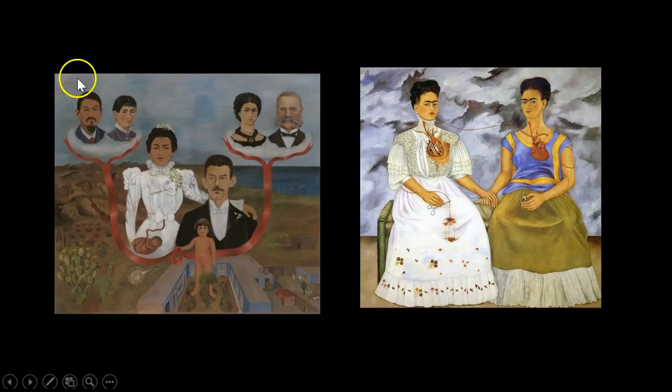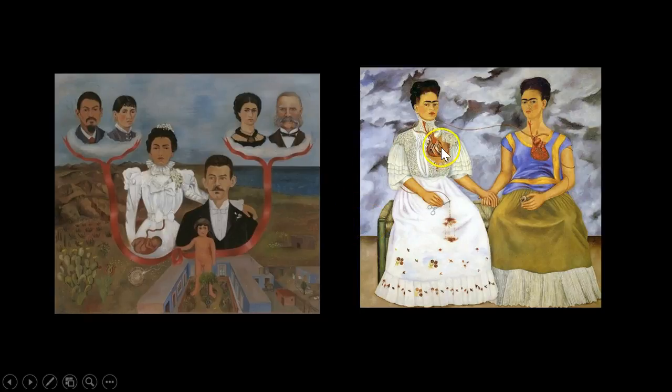But we do see some connections when we look at the two Fridas. In the family tree portrait on the left, the bridal dress that Frida Kahlo's mother is wearing is reminiscent of the white stiff-collared dress that the artist wears in the two Fridas. Obviously, it's a bit more adorned and loose. And then we see this grotesque view into each woman's insides.